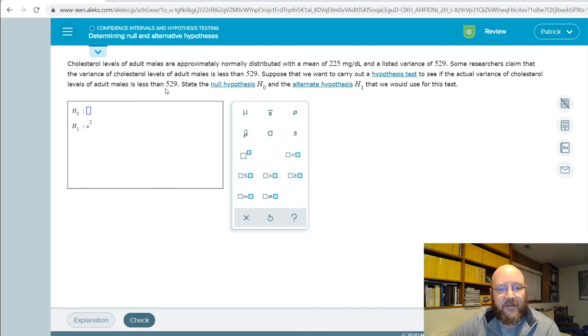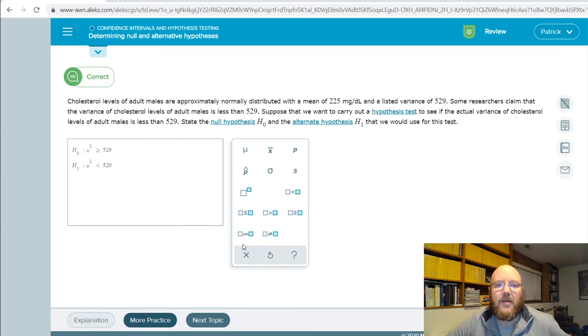And so we think that it's less than 529. Okay. Now, of course, our null hypothesis has to include everything else, so it's exactly the same, sigma squared. But rather than using this greater or less than sign here, our null hypothesis would be true if it was greater than or equal to 529. See how you cover your bases here? So you've got everything in there, and then let's go ahead and check that.